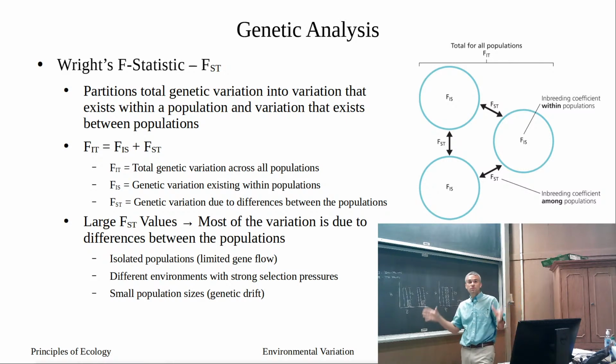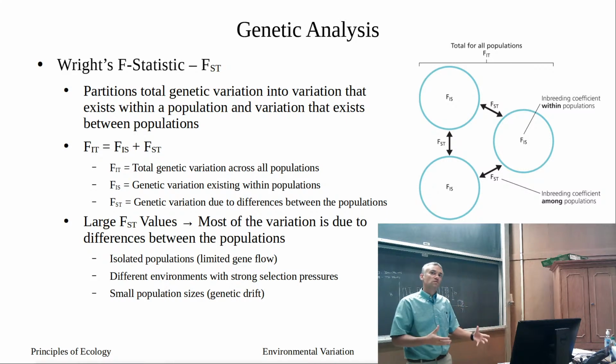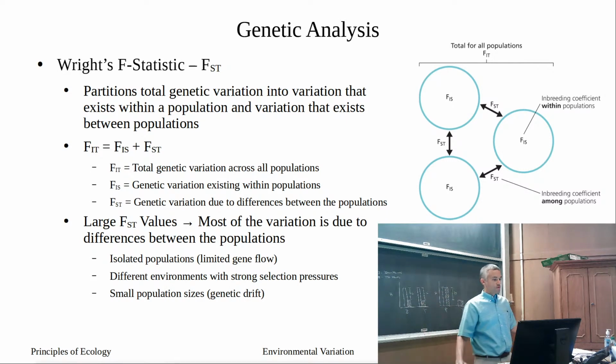All right, so you've got this total genetic variation across the species. That total genetic variation can be broken up into the variation that just occurs within a population itself, and the variation that exists between our populations. So we've got a couple different F values. So FIT is total genetic variation. FIS is the variation within the population.